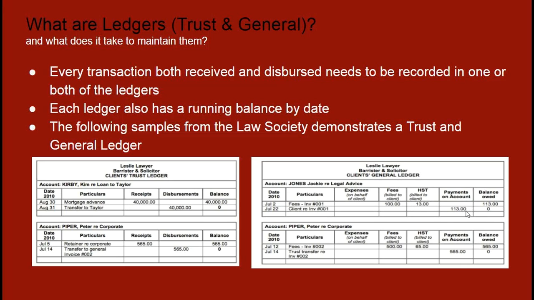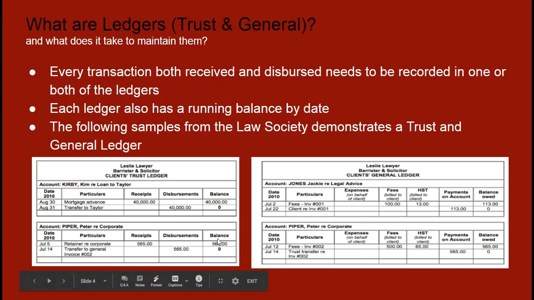Leaving you with the total payments and a balance owed, which is really nothing but an outstanding balance for that particular day. So now you can see there's some additional details between the trust and general. In the general, you have, of course, the additional expense column and the additional splitting of the fees prior to tax, and the total, which is a combination of the fees plus the tax. Okay? And of course, the running balance remains the same.